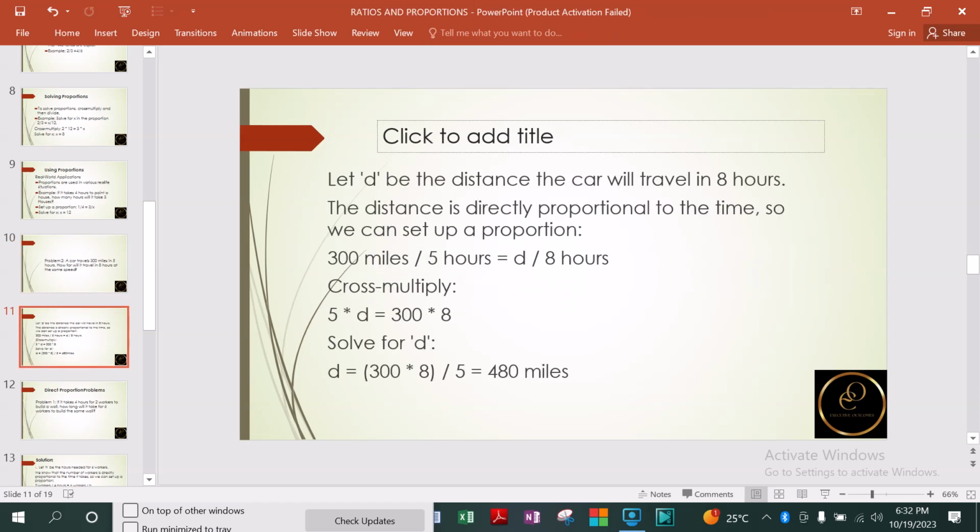So with that, you can say let D be the distance the car will travel in 8 hours. The distance is directly proportional to time, as I've already explained. So we can set up a proportion in this way: 300 miles over 5 hours equals D over 8 hours. So 300 miles takes 5 hours, and D, which we don't know, would take 8 hours. So we want to solve for D.